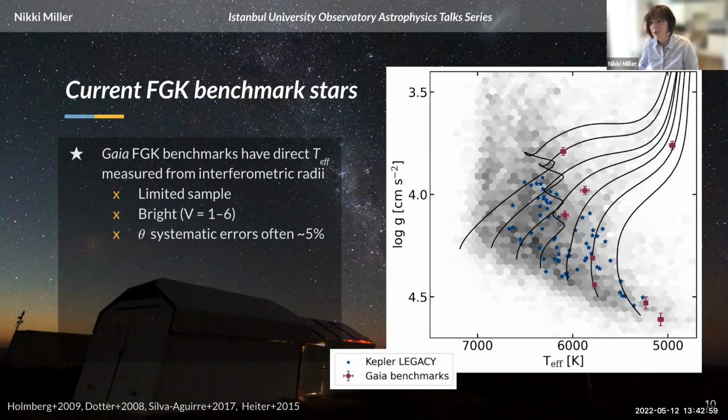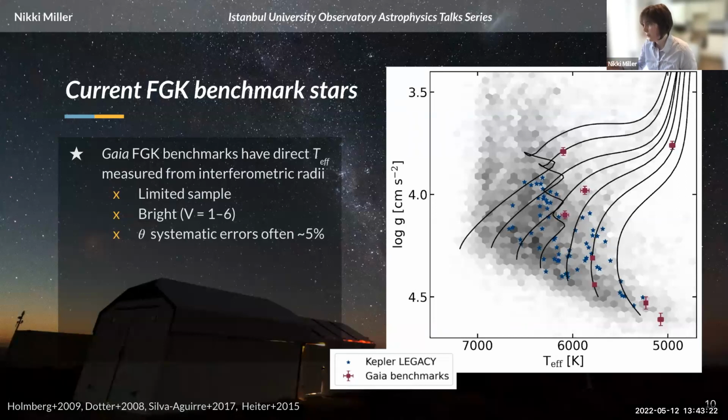And even so, the systematic errors on the angular diameter for interferometry is still in the range of 3 to 5% due to uncertainties in the limb darkening. So we have some benchmarks, but they're not perfect and they're a little bit limited. For example, we would really like some more F-type stars, some more metal poor stars.